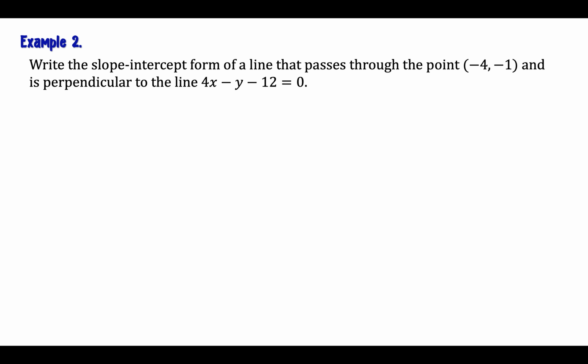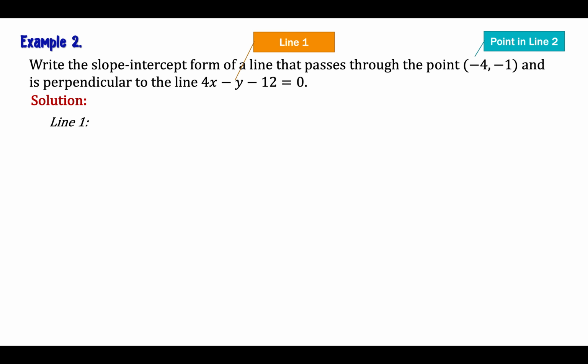Next example. Here, we are to write the slope-intercept form of a line that passes through the point (-4, -1) and is perpendicular to the line 4x minus y minus 12 is equal to 0. First, let's consider this equation to be the equation of line 1, while (-4, -1) is a point on line 2. We first look for the slope of line 1 so that we can get its negative reciprocal, and that will be the slope of line 2.